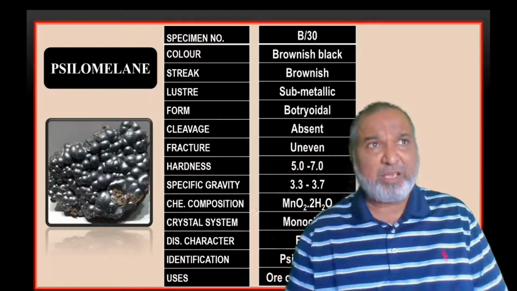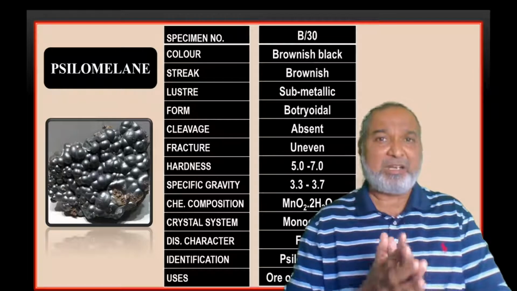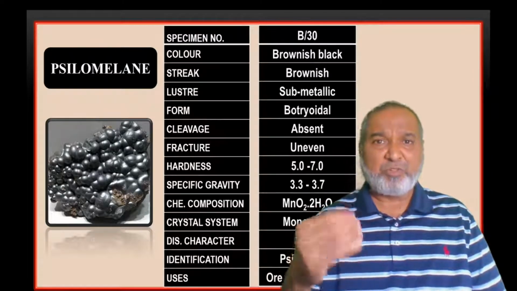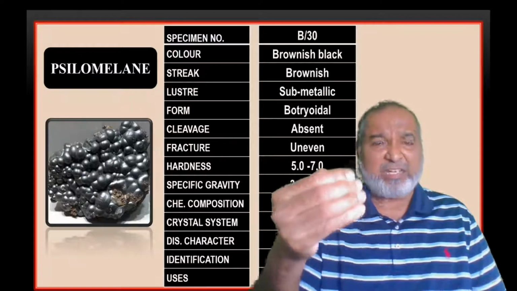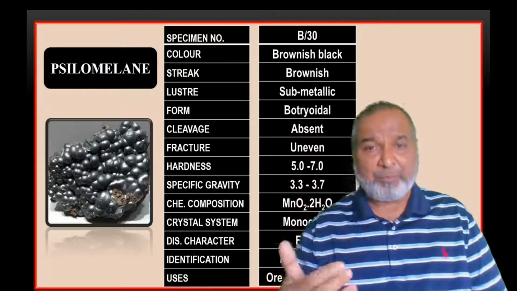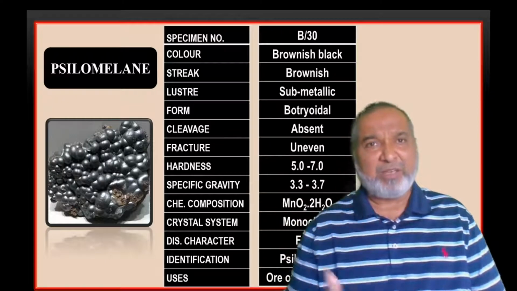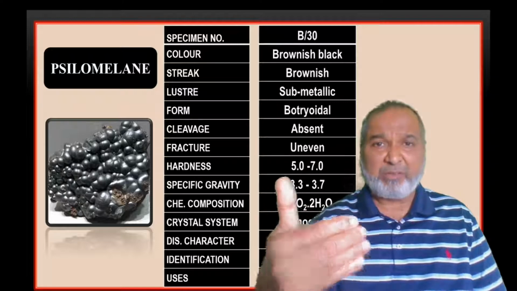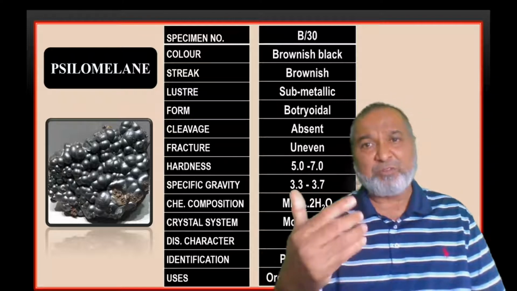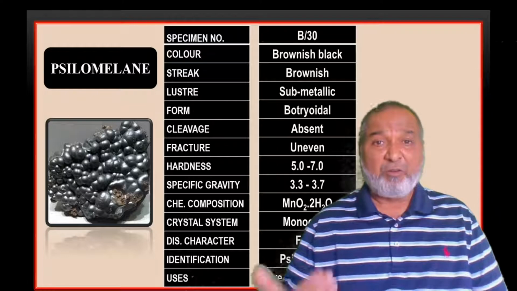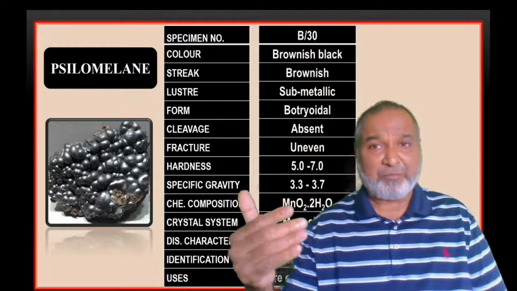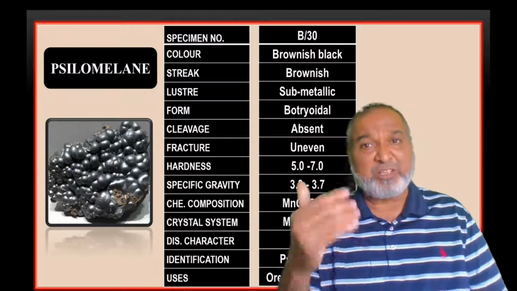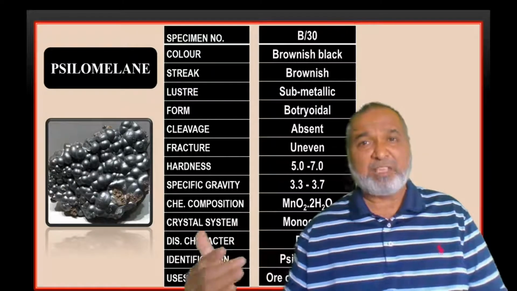Now, when you make this conclusion, there are similarities. What similarities? Whatever ore minerals are there, most of the time we are going to get the color and streak the same. That is the common one, except the hematite, which is different. Next, luster. Most of them are sub-metallic, except one or two which give you metallic. Form, everywhere we have written massive. Only psilomelane is botryoidal, and chromite is granular. For the rest, we have the massive form.